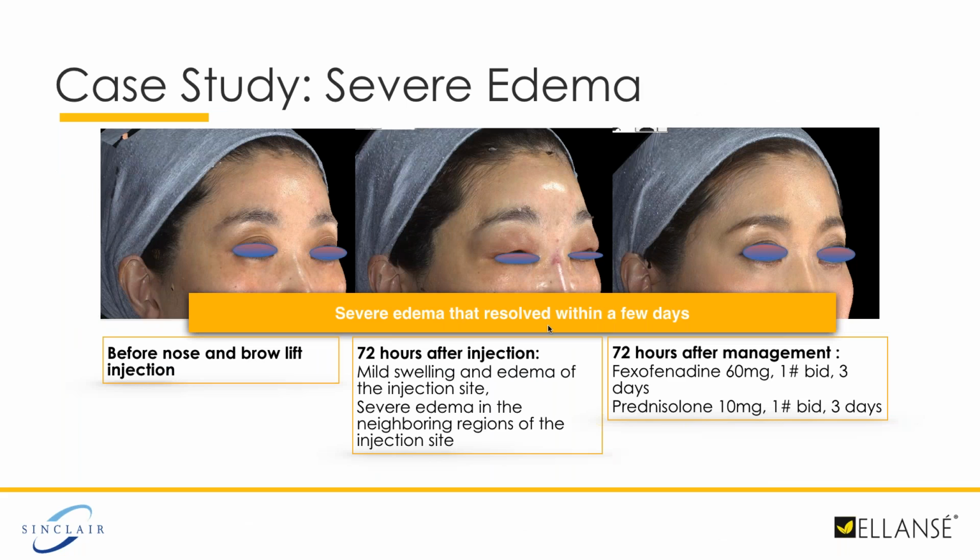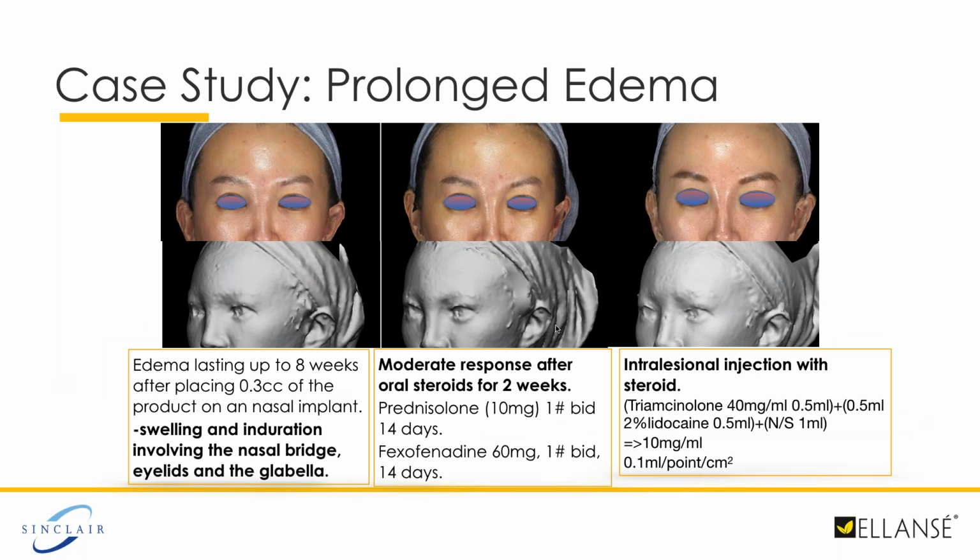In some cases, the patient can have a stronger reaction than average, and a reaction like this can be managed with oral prednisolone. This 48-year-old female was treated with 2 cc Ellanse for nose and brow reshaping. Severe edema occurred on the second day after injection. Neither signs of vascular occlusion nor signs of infection were noted. After 3 days of oral prednisolone 10 milligrams per day, the edema resolved.